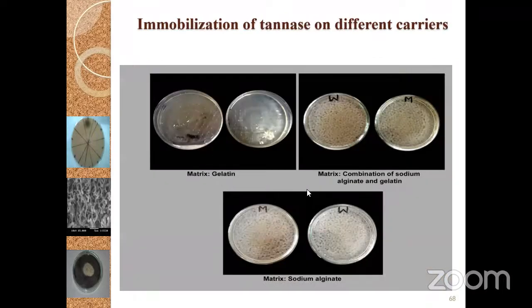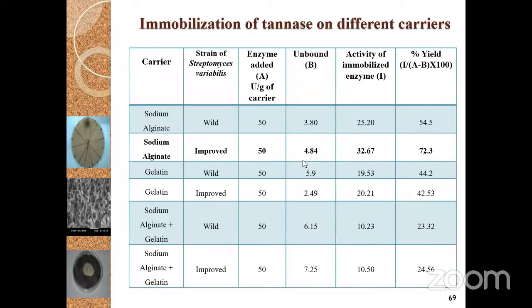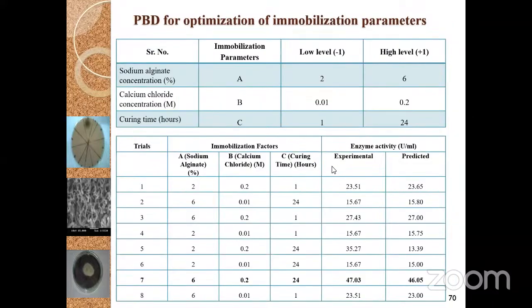For immobilization, we have tried three different matrices: gelatin, sodium alginate, and a combination of sodium alginate and gelatin. We have used the wild type strain and the mutant strain for the study of immobilization. Then we have carried out a comparative study of the different types of matrices and the enzyme activity, and it was observed that sodium alginate shows the promising enzyme activity.